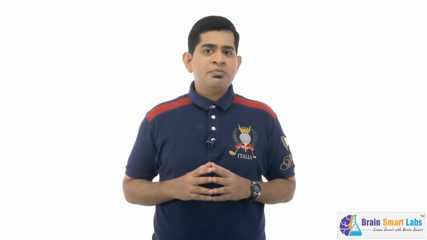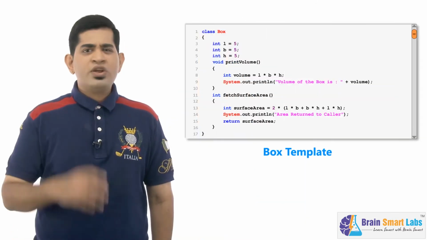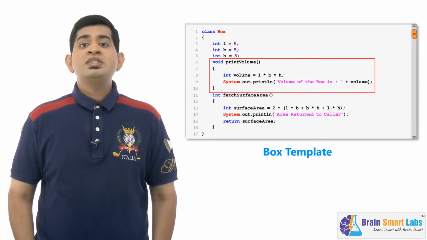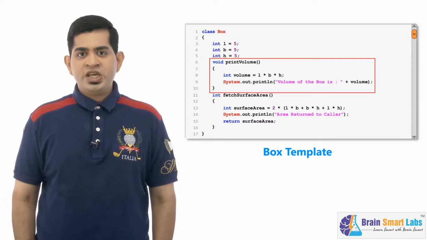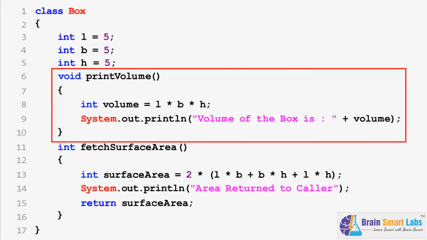Why do you call methods behaviors? Is there any reason? In Java, instance methods which you declare inside a class template are also known as behaviors. The reason being, only behaviors can determine the action or how the object should behave when these methods are invoked during runtime. Like for example, the print volume method is a behavior inside the box object.